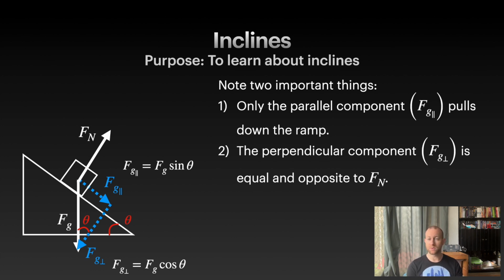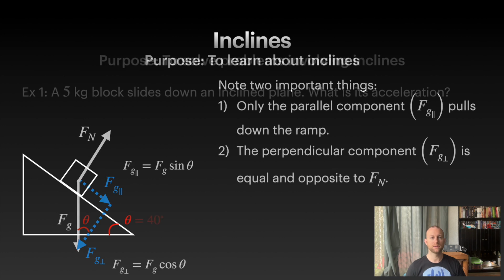And Fg parallel is what's causing our ball to roll down the ramp or the box to roll down the ramp or whatever's on the ramp. Those are important things to note. With this bit of information, we can now solve problems with inclines.